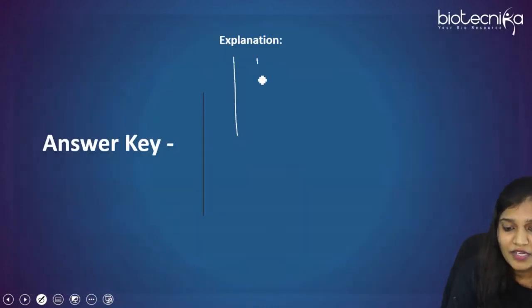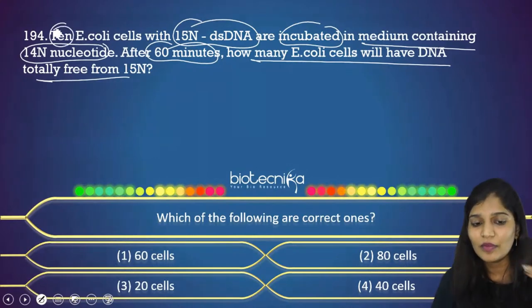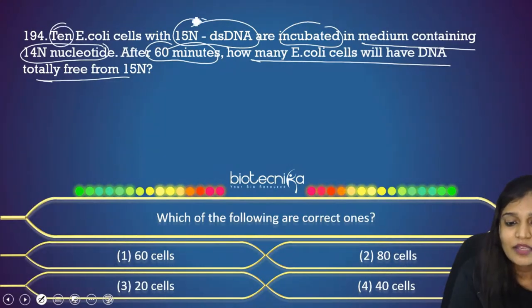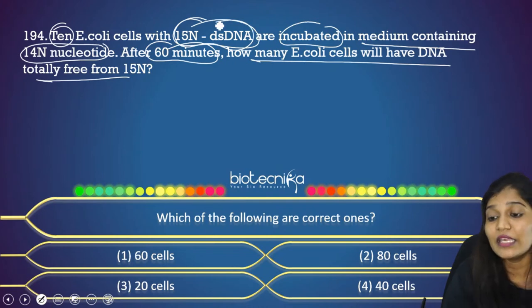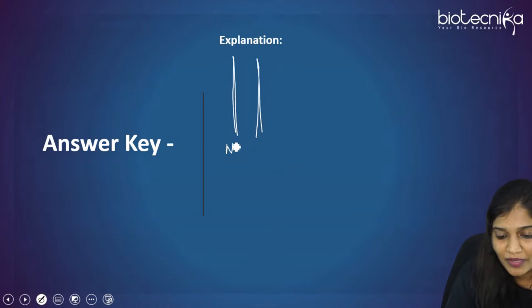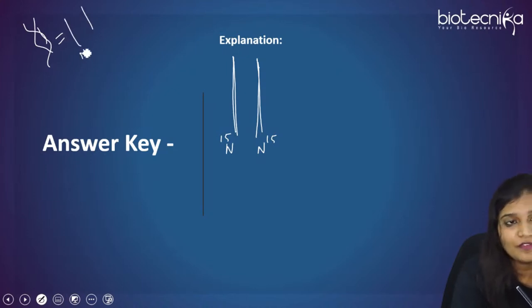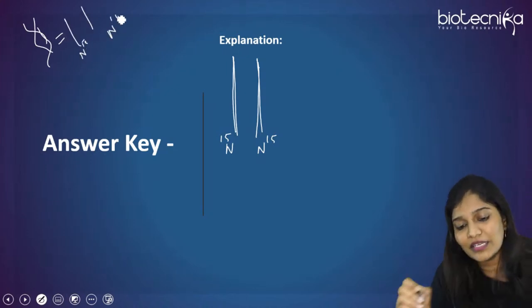Just listen. First, they are talking about 10 E. coli. I'm going to consider 1 E. coli and we will do multiplication. 10 E. coli with 15N double stranded DNA are incubated. So they are all what? 15. So this is going to be N15. This is N15. This is a double strand. So I'm writing them separated like this, N15 and N15.